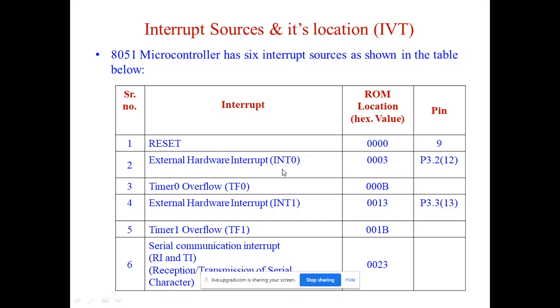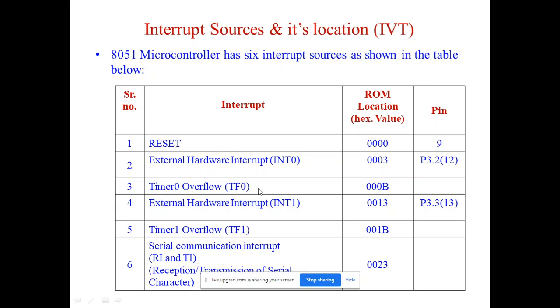Similarly, suppose an interrupt arises from external interrupt 0, that is INT0, at that time the controller goes to location 0003, meaning an external peripheral is giving an interrupt on INT0. INT0 is nothing but P3.2, that is pin number 12. When an interrupt arises on this pin, the controller knows that it is coming from INT0, and at that time the controller moves to location 0003, and from this location it will take the starting address of the ISR and jump to that ISR.